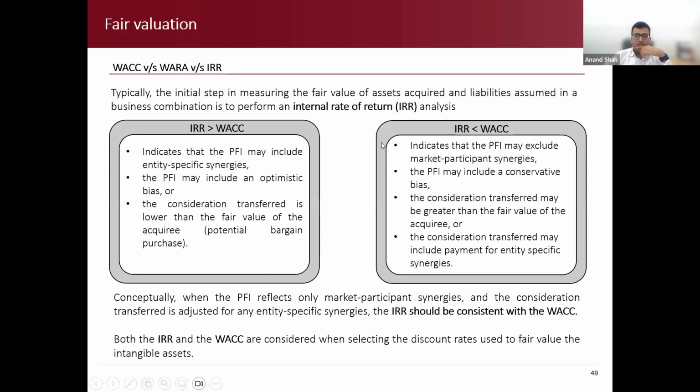So if at all your IRR is greater than your discount rate, which means that the cash flows that you've got are either very, very optimistic, because of which you need to go back to your discount rate and add an alpha or a company-specific risk premium to ensure that you're putting in certain risks to take care of the uncertainty of those cash flows.